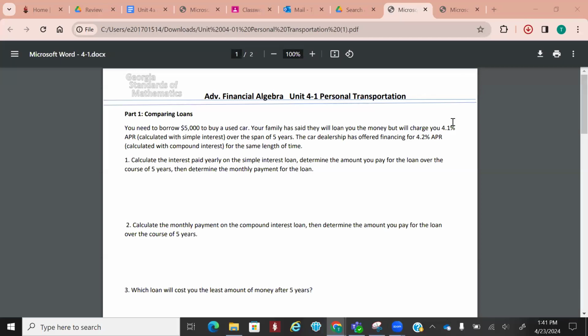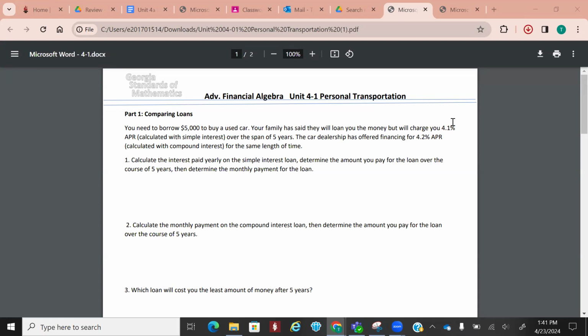All right, so we're in our last unit for this quarter. So we're talking about personal transportation. You're going to need to borrow $5,000 to buy a used car. Your family has said that they'll loan you the money, but will charge you 4.1% APR, which is calculated with simple interest over the span of 5 years.